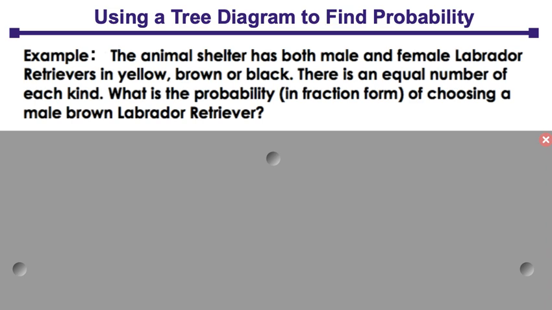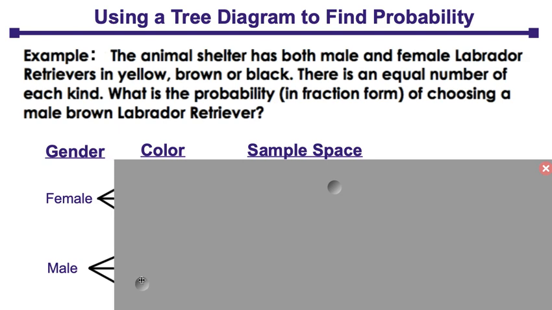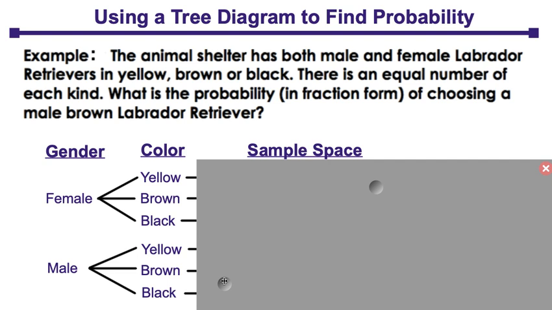So we're going to try to find your sample space by using a tree diagram. The way we're going to do that is by setting up our columns. We're going to have a gender column, a color, and then finally the last column will be sample space. So for gender, we're either going to have male or female. And with each gender dog, we have 3 colors to choose from: yellow, brown, black. If you follow these lines, you'll eventually lead to your sample space.